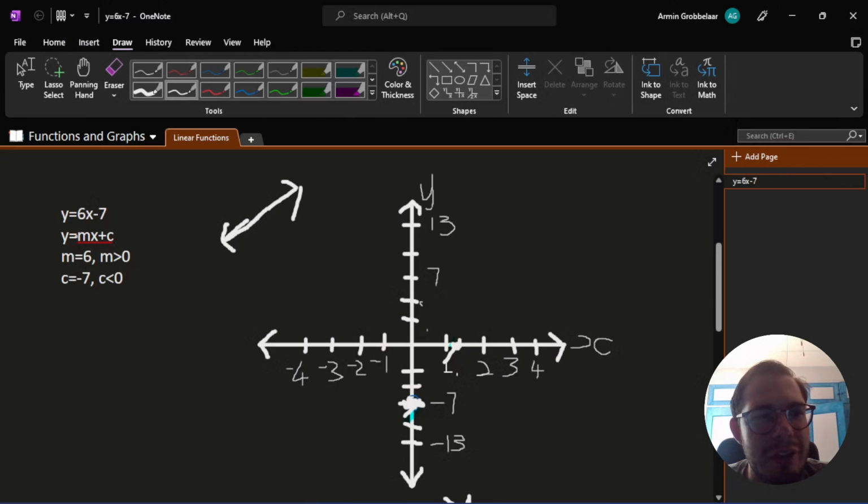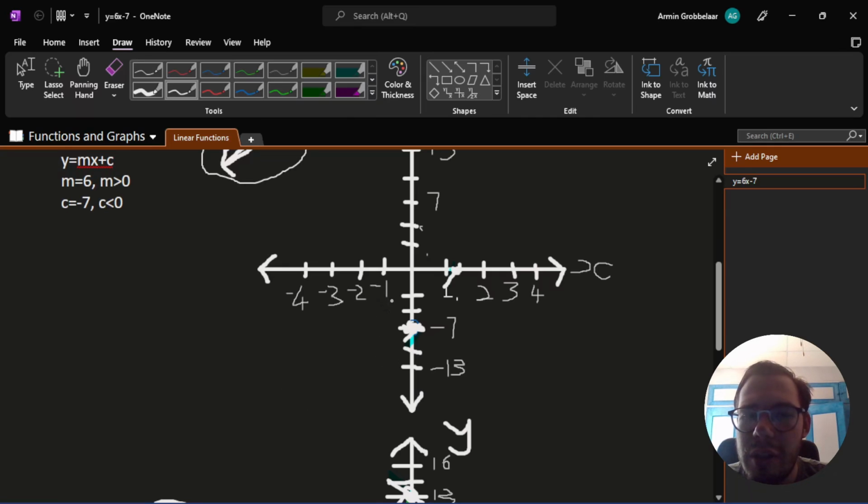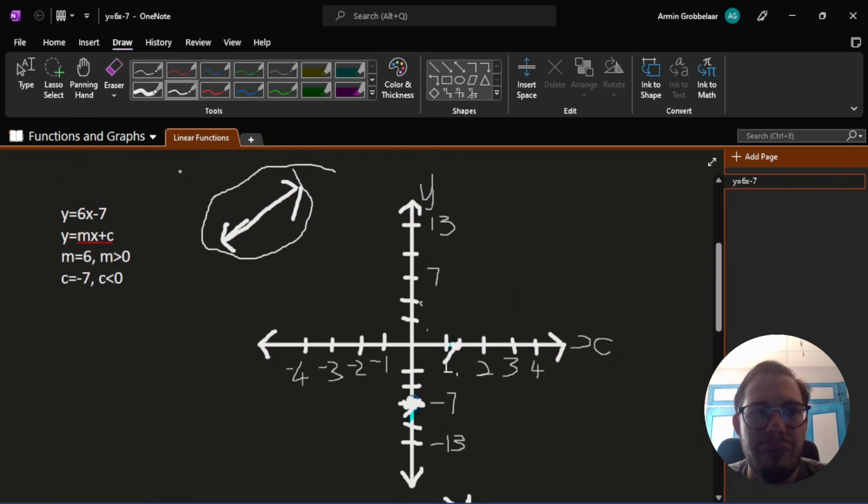So let's sketch this first one. y is equal to 6x minus 7. So you can see m is equal to 6, so m is greater than 0, so you know we'll have a positive gradient. Then c is equal to negative 7, so c is less than 0. So you know the linear function will cut the y-axis where y is negative. I'm using the general form y is equal to mx plus c. So that's where the m and the c come from.